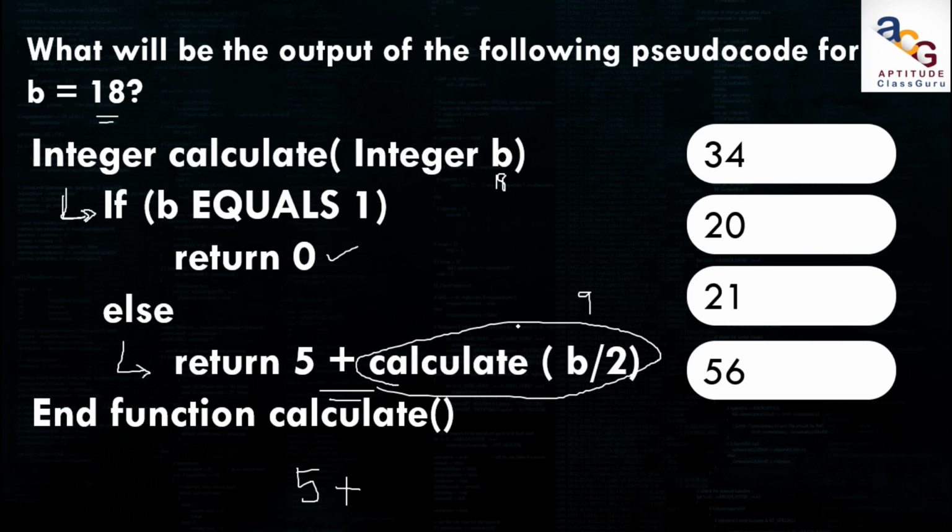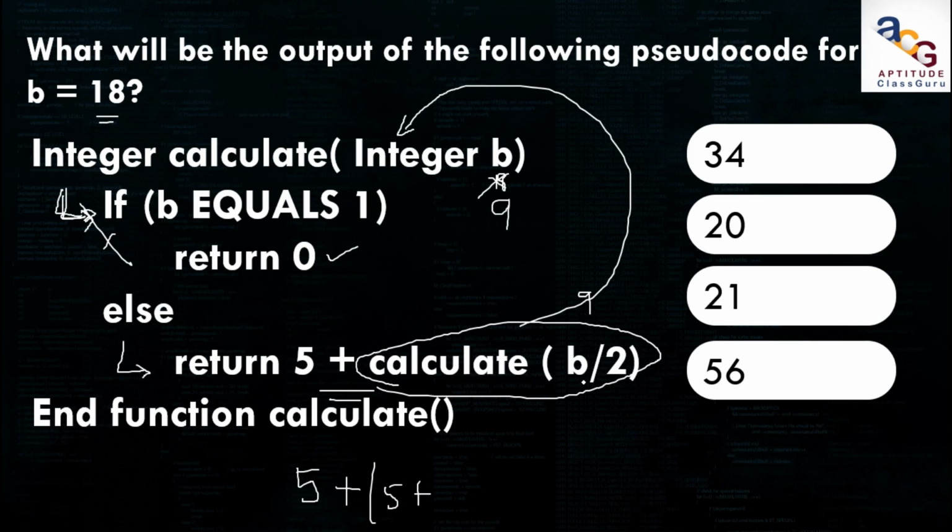So again the function calls itself, such that now the integer calculate of b value is 9, and it will check the if condition. If b equals 1, 9 is not equal to 1, so this statement will not execute, and the else part will be executed. Again return 5 plus calculate of b by 2. What is the value of b now? It's 9. 9 by 2 is nothing but 4.5. Here we are accepting integer values, not decimal values, right? So the 4.5 became 4 itself. So now the b value is not 9, it's 4.